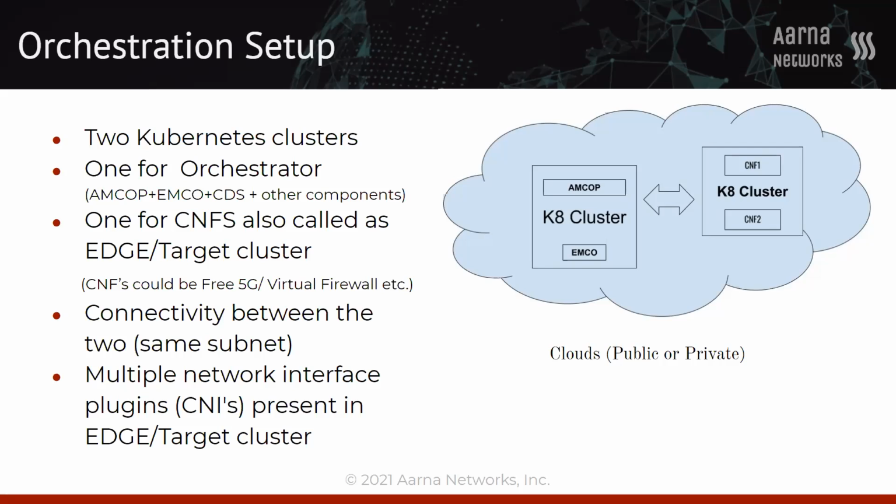So to overcome that, we had to deploy additional CNIs, which add the functionality of creating multiple network interfaces from a single pod. This functionality is primarily required on the target or edge cluster, where we will be deploying the specific CNFs. So this is a high level overview of how the setup looks, with two clusters, one for deploying our tool and another for deploying the CNF we are talking about. And then they are connected. They are all in a public or a private cloud setup.